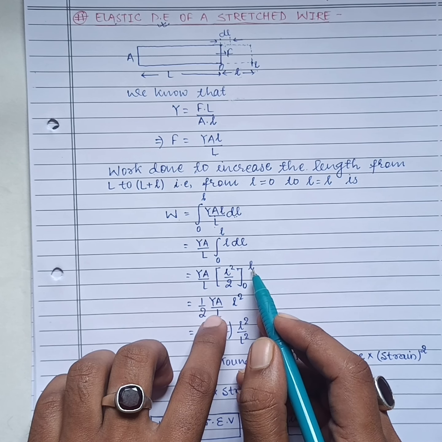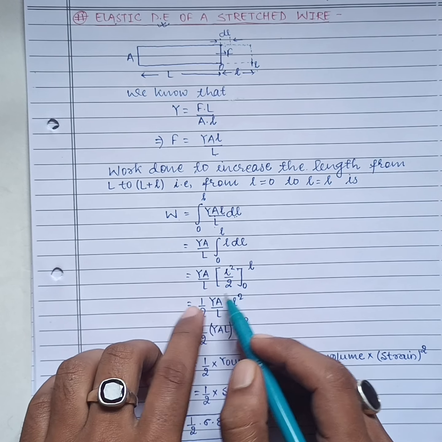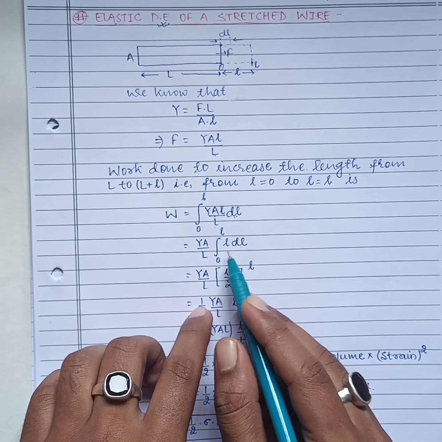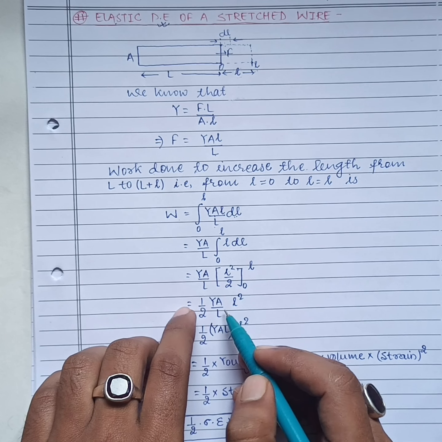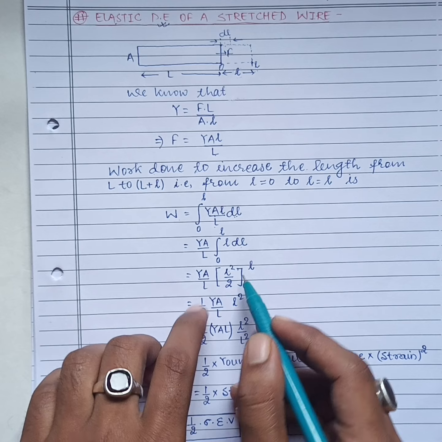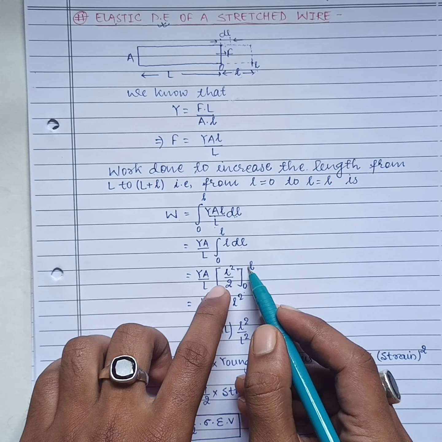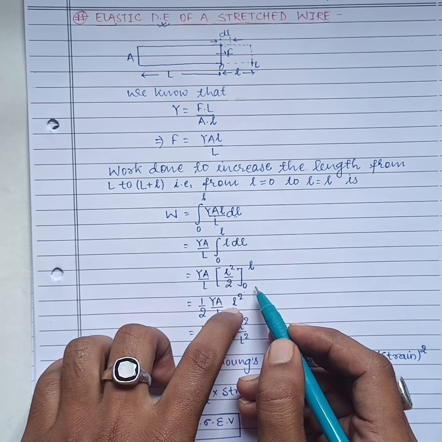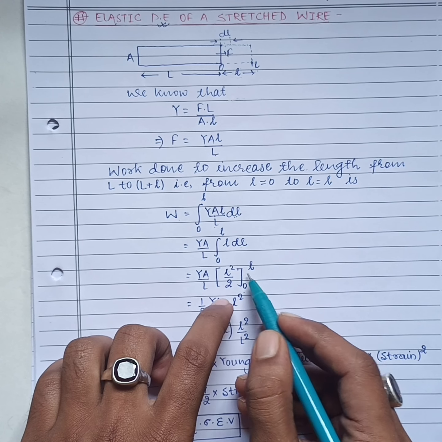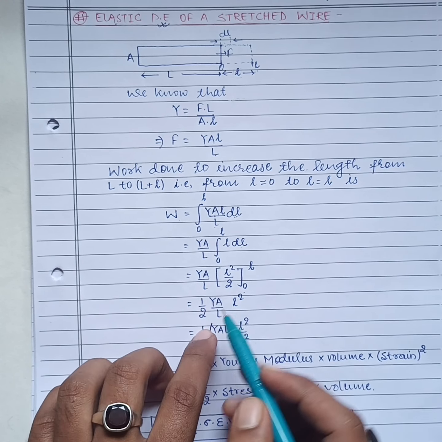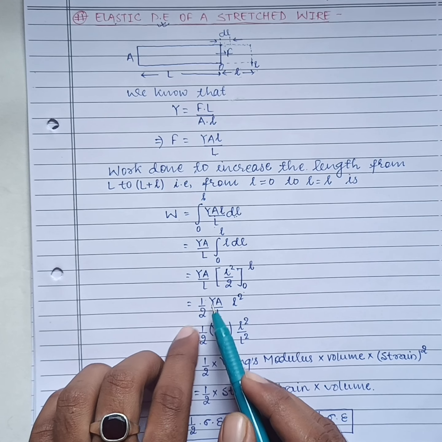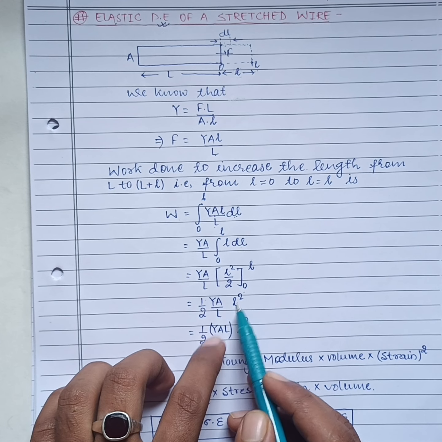So it becomes 1 by 2 l square. After integration we get l square upon 2. When we solve it further, we get upper limit minus lower limit, that is l square by 2 minus 0 upon 2. So 0 upon 2 is 0, that is why we are cancelling that part. So we are left with 1 by 2 Y into A upon L multiplied by l square.